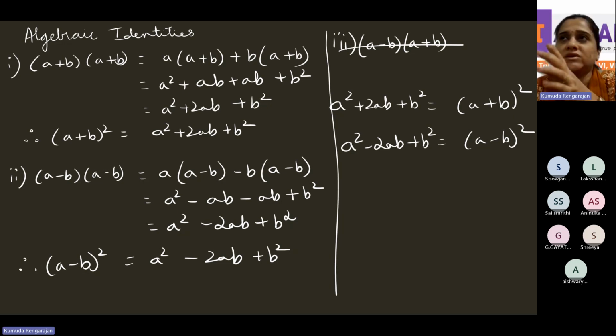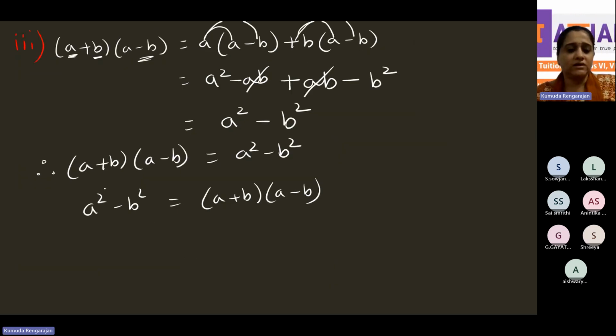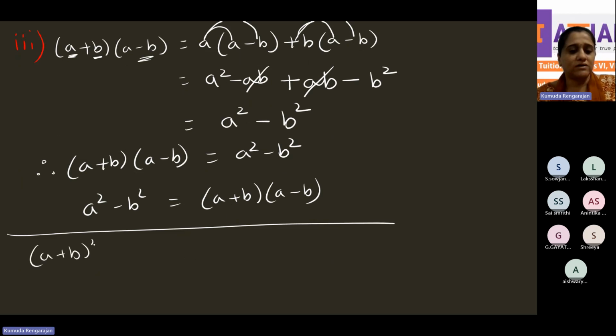Not to get confused, (a plus b) the whole square is not a square plus b square. You can check that. If you feel that (a plus b) the whole square is a square plus b square, see, normally we tend to think like this.